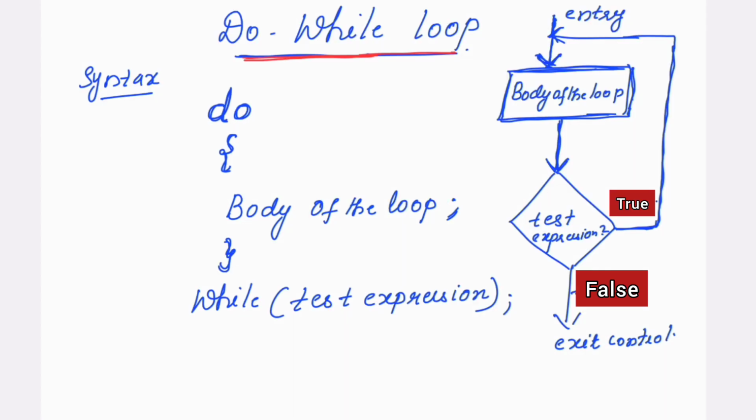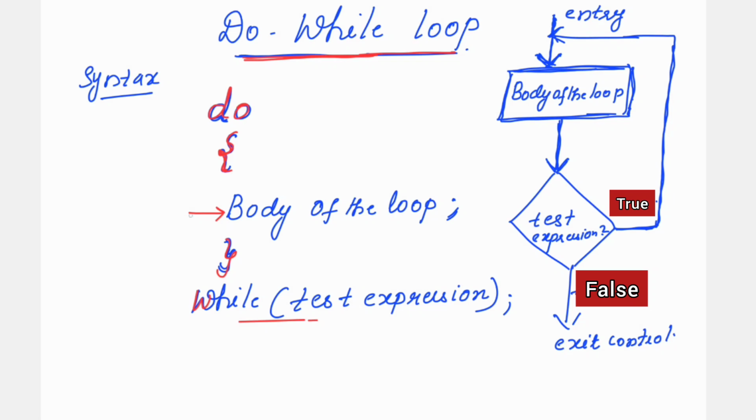The syntax is you need to write down the keyword do, opening flower brace, then write the statements here inside this flower braces. So you can call it as the body of the loop. There can be one statement or more than one statement here for the body of the loop. Then you are using what? The while keyword and test expression. That means the condition is tested here at the end.